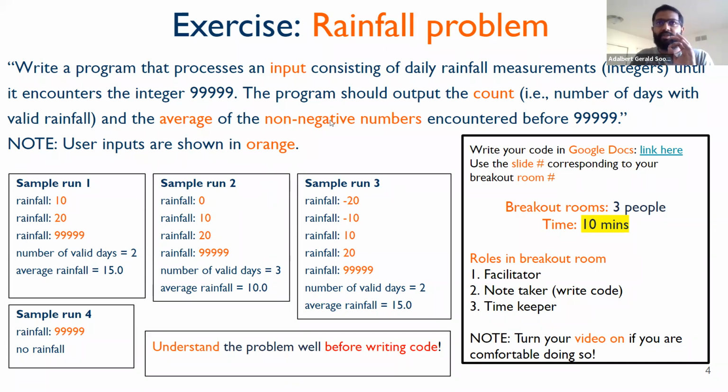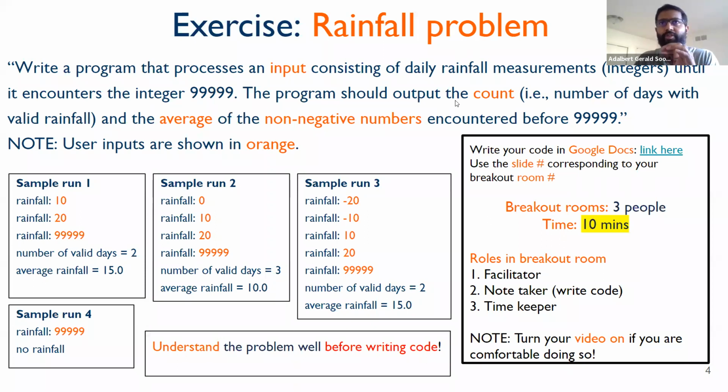One of the important things whenever you read such a programming problem, at least one thing that I find super helpful and would highly recommend, is before really understanding what they are asking us to do, please do not start programming. I would thoroughly understand what my requests are, what I am required to do. So in this case, I'll reread the problem prompt again. Write a program that processes an input consisting of daily rainfall measurements, which are integers, until it encounters the number 99999.